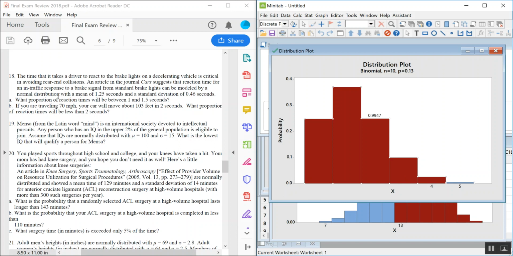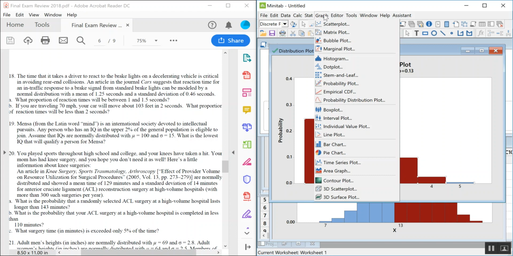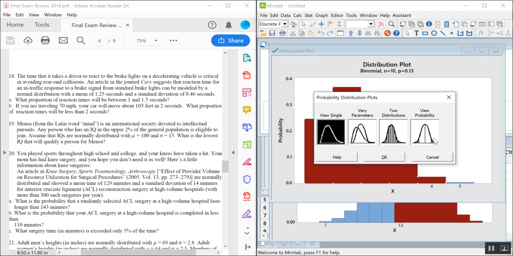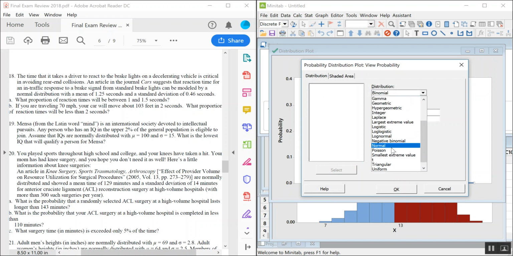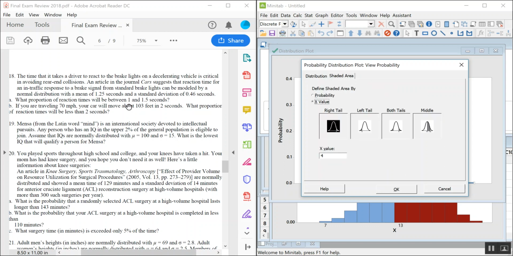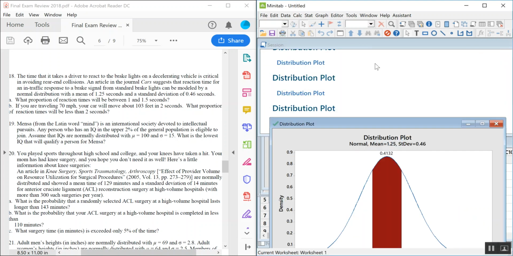So this is said to be normal. It's given that it's a normal distribution. So that means when we go to our Minitab, we want to use the normal. So we're going to go to graph, probability distribution plot, view probability, hit OK. We're going to change this to the normal. Now we got to change our mean. Our mean is 1.25. Our standard deviation is 0.46. I'm going to go over to shaded area, and they want to know about between 1 and 1.5. That's a middle. I'm going to change this to match. Okay, and this looks good to go. Let's hit OK and see what our probability is.